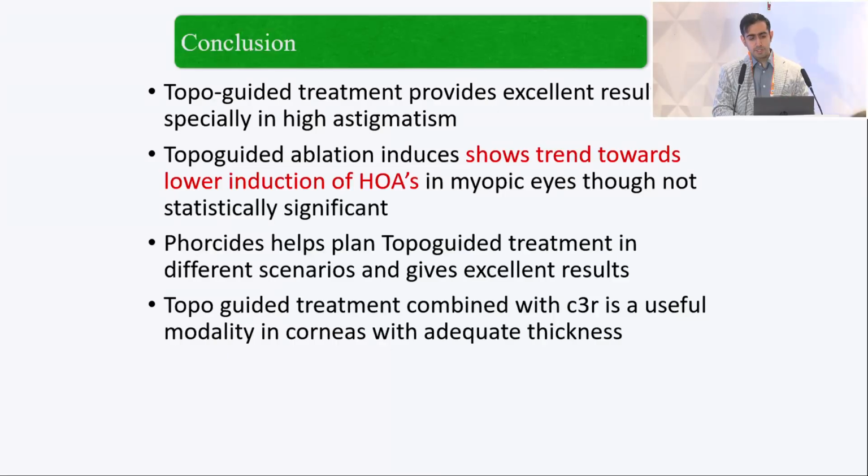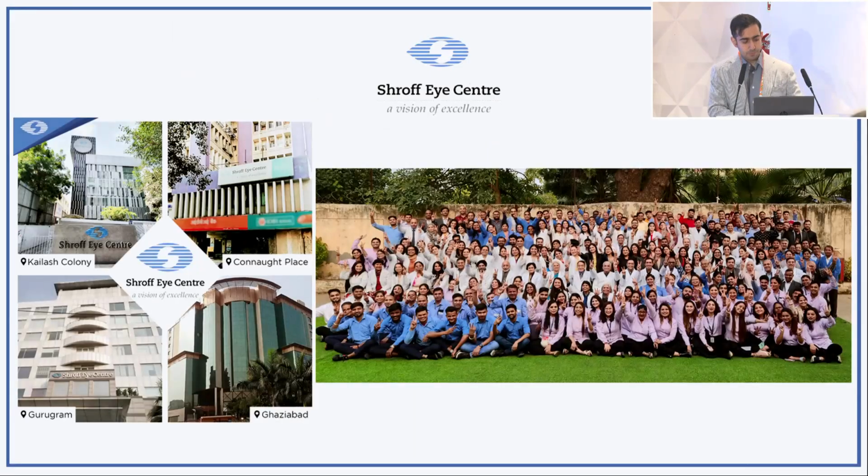To conclude, topo-guided treatment provides excellent results, especially in high astigmatism. In our study, it showed a trend towards lowering induction of high-order aberrations, though this was not statistically significant. Forsades made the whole planning process for topo-guided treatments easier, and topo-guided treatment combined with C3R is a useful modality in corneas with adequate thickness, although sometimes you do not get exactly expected results, so you have to be a little careful which cases you choose for this. Thank you.